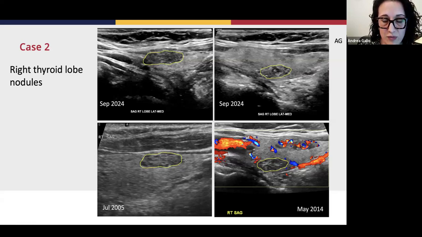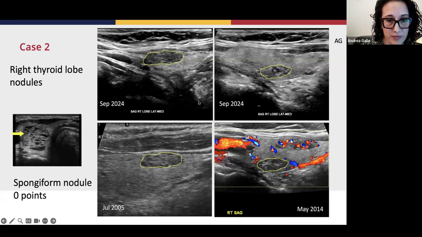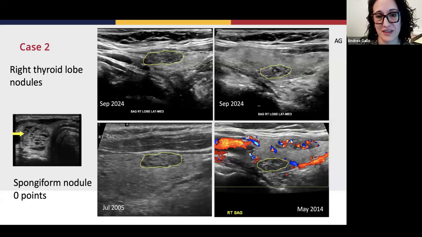If you click again, Omar, I think in the left will appear, actually this has been a spongiform nodule that has been there forever. And this nodule is completely benign. So actually we shouldn't be following this. So that's an important thing for us as well.